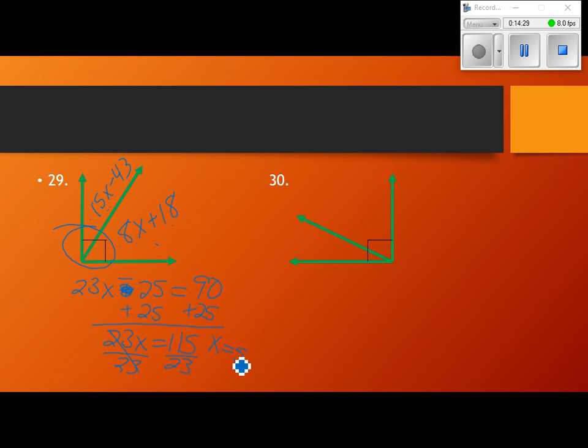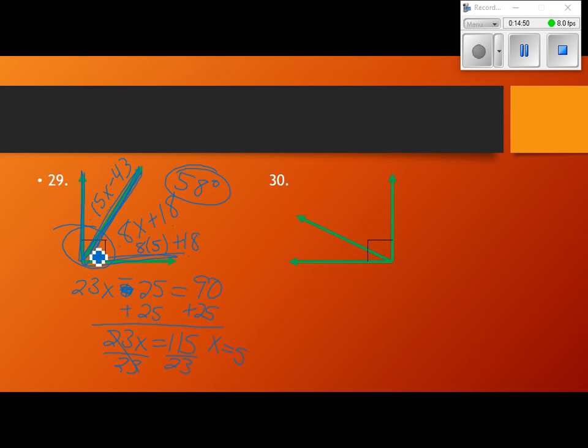They wanted us to find angle RSQ and angle QST. RSQ is this angle. QST is this angle. I'm going to do this angle because it looks easier. 8 times 5 plus 18. 8 times 5 is 40 plus 18 is 58. So that angle is 58 degrees.